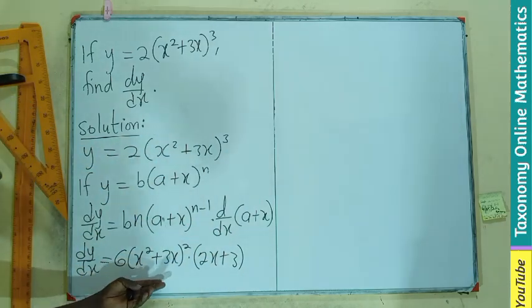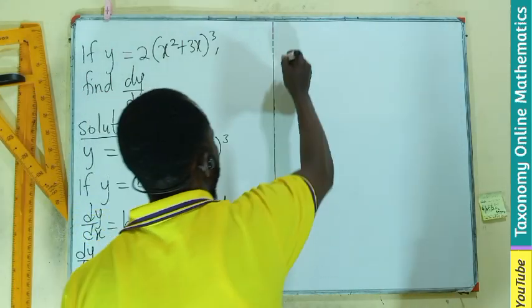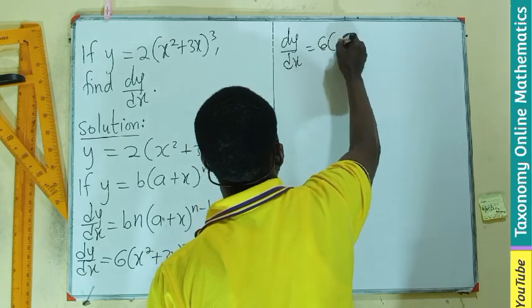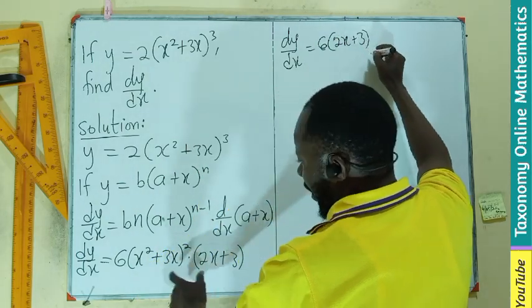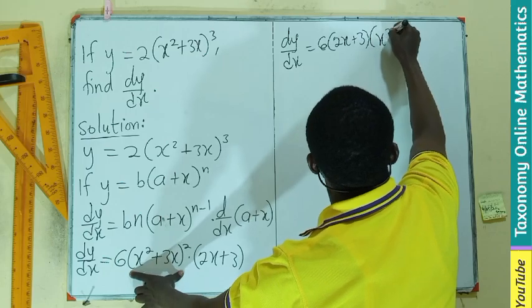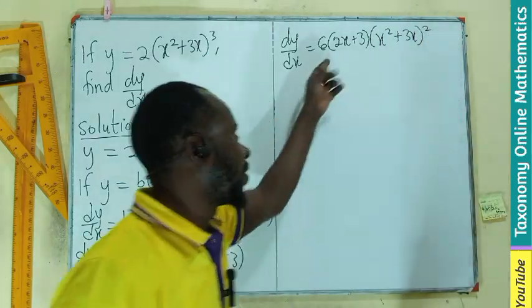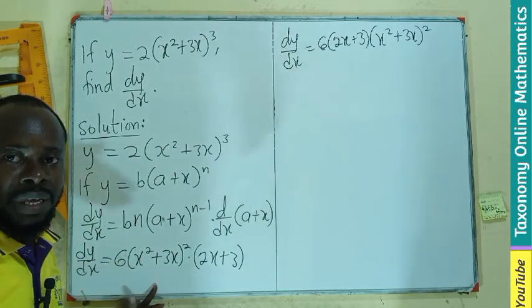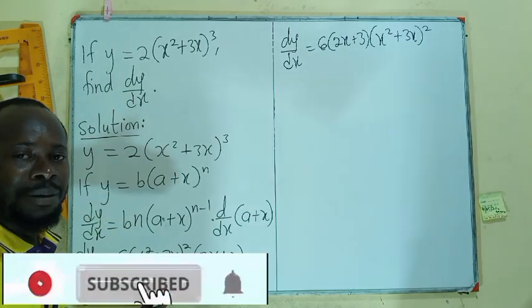So your result can be this, or we attach this to this and say that dy/dx is equal to 6, (2x plus 3), then we multiply (x squared plus 3x) all squared. So this can be your answer. It can also be left in this form, since multiplication is commutative. This can also be accepted.